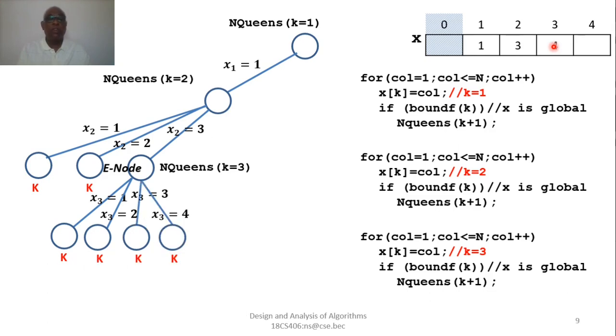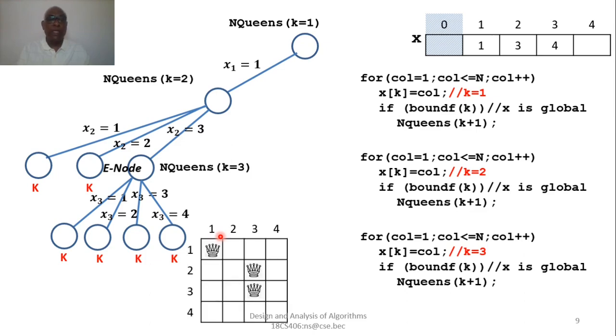So if we continue like this, we realize x3 equal to 3 and x3 equal to 4. These two values also result in nodes or partial solutions which do not satisfy the bounding function, and hence these nodes are also killed. This is the board configuration corresponding to x3 equal to 3, which violates the bounding function. This is the board configuration which corresponds to the value of x3 equal to 4, and it violates the bounding function. So now, at this point of time, you should realize that this for loop is completely executed.